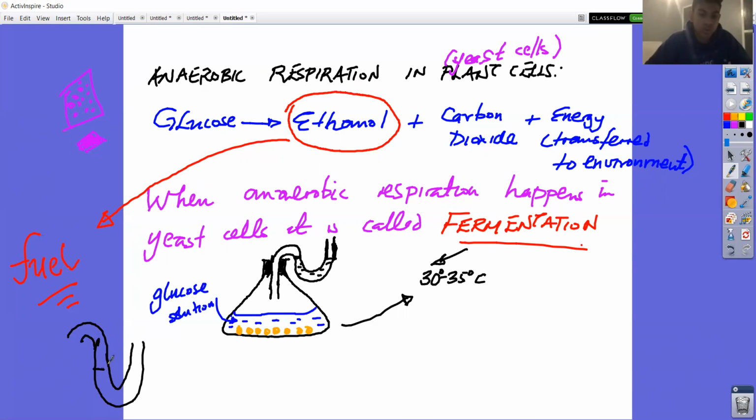So if I put liquid in here, there's no way oxygen can get in. It can't. It needs pressure to push its way through. So what do you think happens with this setup?